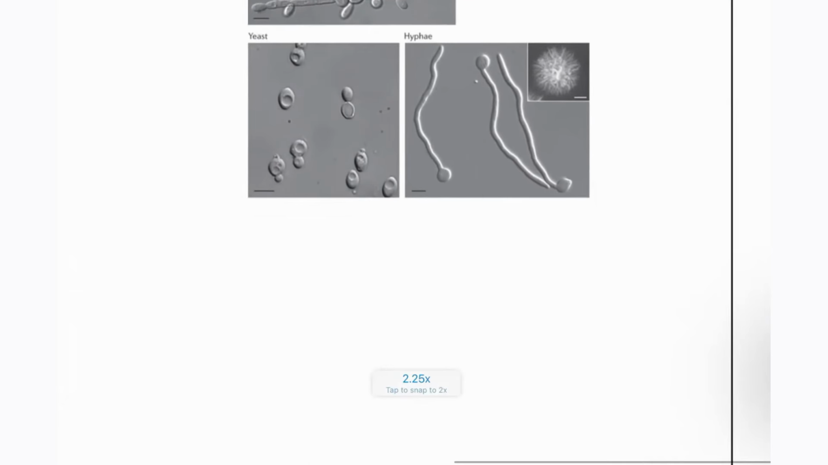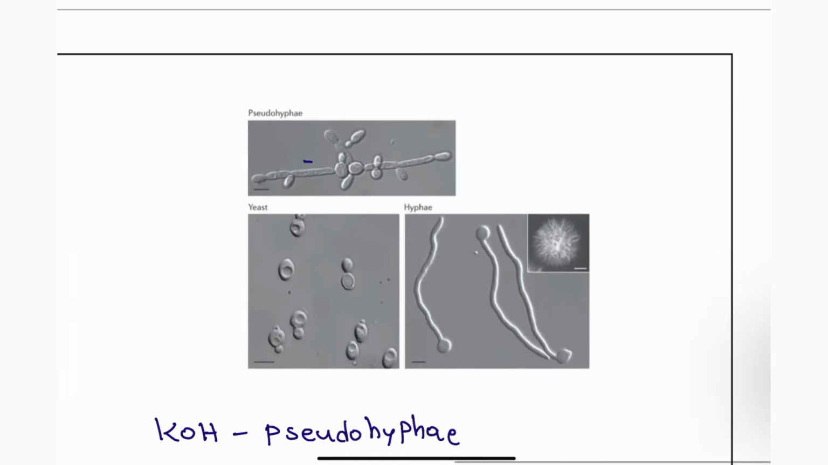Okay, next, moving on to Candida. The important thing about Candida is you have to take note of the diagnostic tests and how they look. On KOH, Candida is going to produce pseudohyphae. Here you can see the pseudohyphae and budding yeast produced by Candida on the KOH.